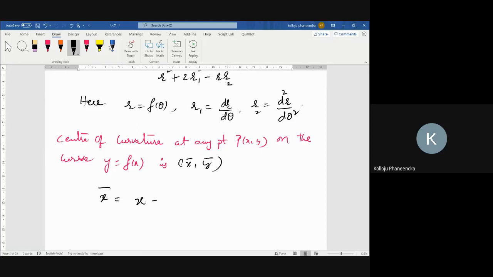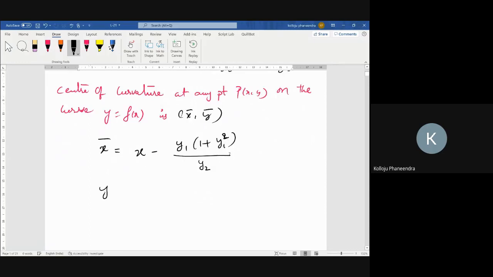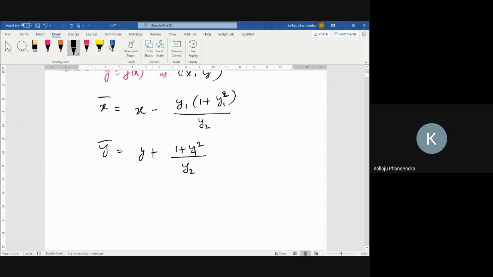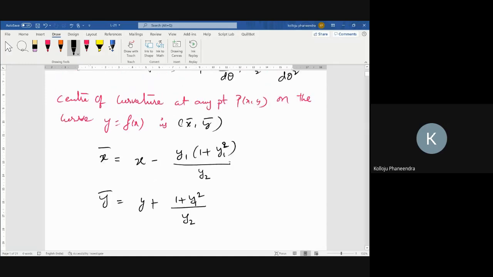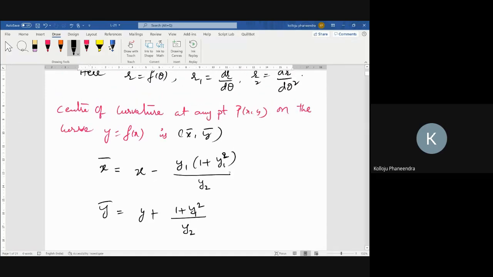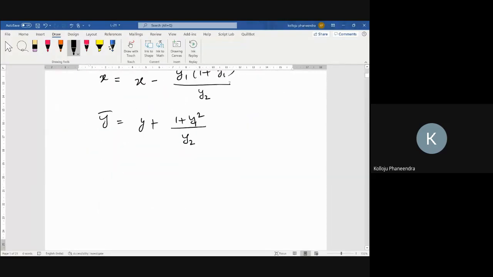to x minus y1 times 1 plus y1 square by y2. Y1, y2 stand for first derivative and second derivative. Y bar equal to y plus 1 plus y1 square by y2. These are the coordinates of the center of curvature. Before going to evaluate, let me complete the problems based on these topics: center of curvature, radius of curvature.